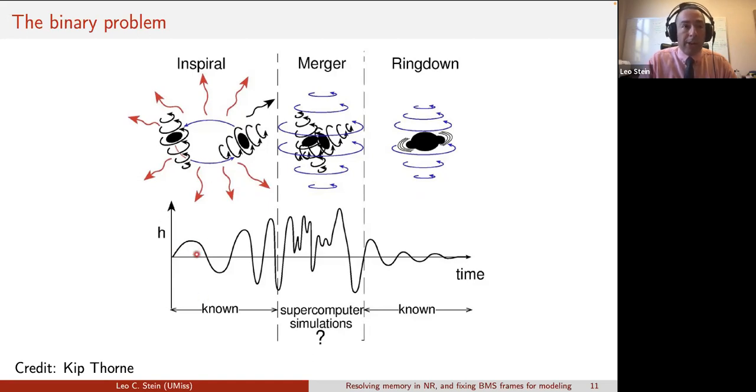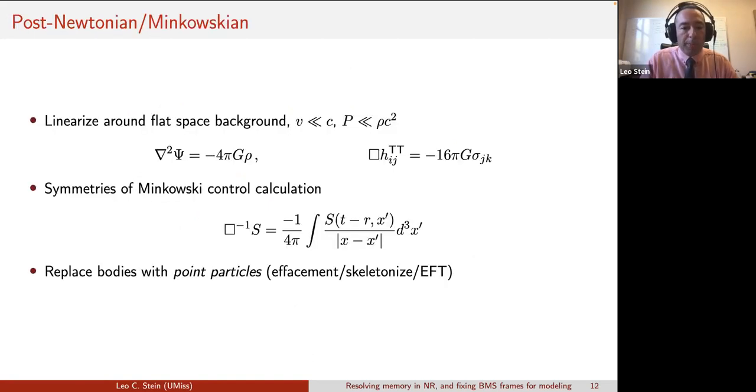There's the inspiral at the far left. We can use post-Newtonian, post-Minkowskian there. We need numerical relativity for the middle part. And then there's ringdown at the end where we can again use perturbation theory. We can perturb around the remnant Kerr black hole. Okay, so I think I'll skip most of this stuff because I think most of you are well aware.